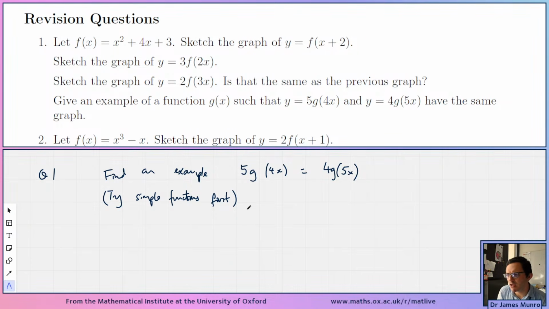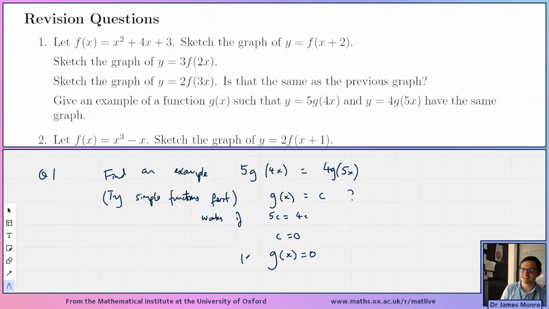I might try, well, what's simplest? I suppose I might try g of x being some sort of constant. And if g of x is just a constant, then this one says, what's g of 4x? Well, it's still just constant, isn't it? 5c equals 4c. So this works if 5c is equal to 4c. Doesn't look very likely, so maybe it works if c equals 0. That's a pretty boring function, though. I mean, this works. So if g of x is 0 for all x, then good. Everything's okay. Both sides are equal.